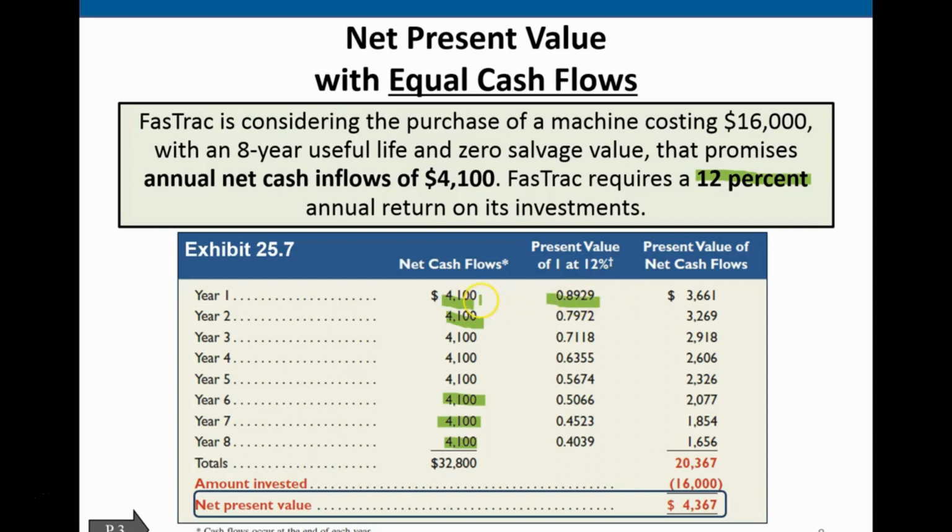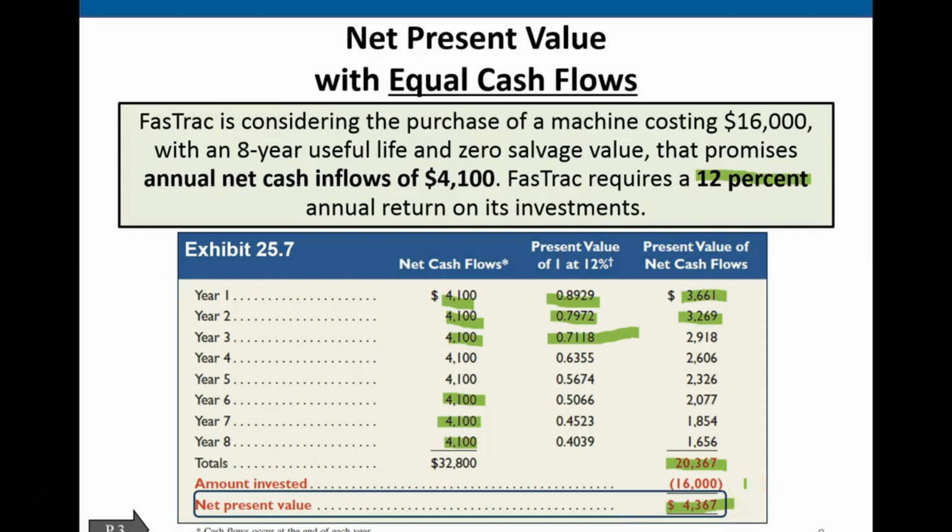So that means that after 1 year, 4,100 in today's dollars at a discount rate of 12% is only worth 3,661. The next year, the 4,100 in year 2 is going to be worth even less, and then so on and so forth. Year 3 worth even less, and so on. Then if we add up the present values of the 8 years, we come up to this 20,367. We subtract out the cost. That means that we have a positive present value.